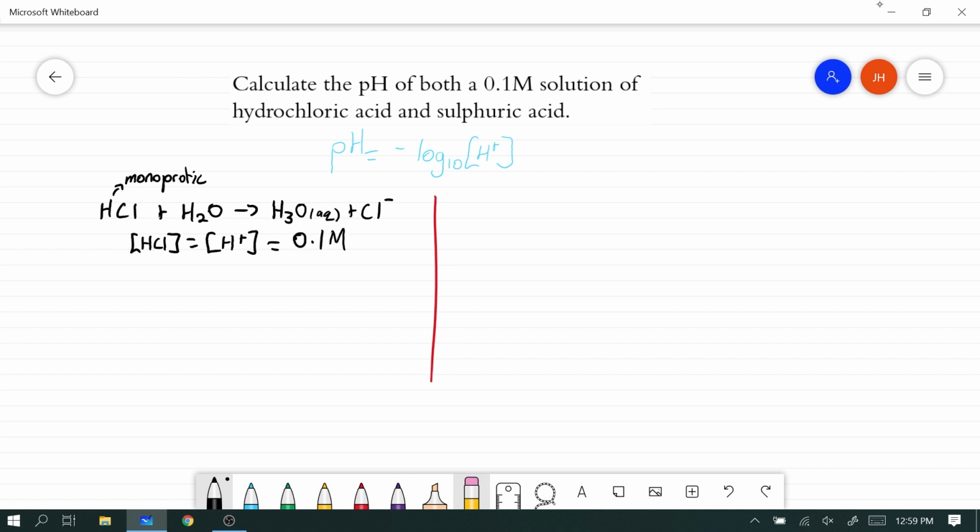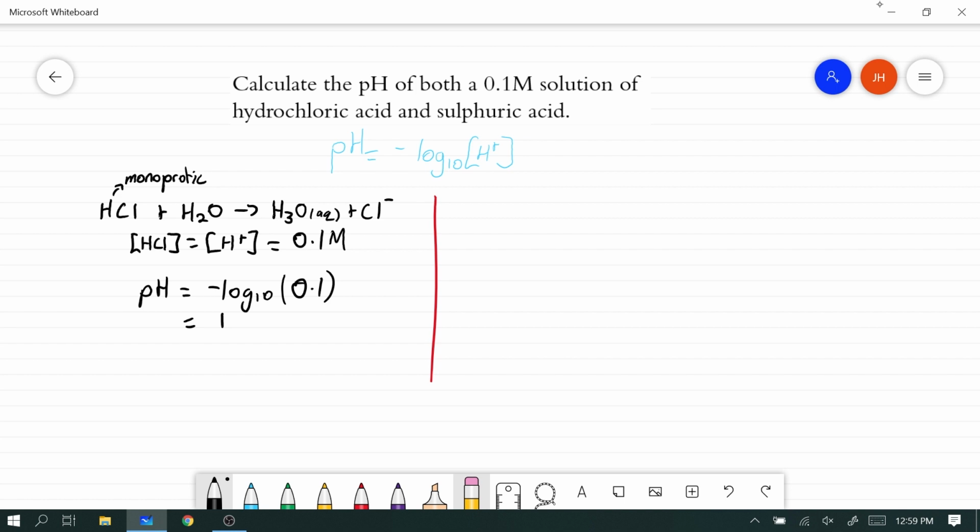What we can do next is then substitute into our pH equation. So pH is equal to negative log 10 of 0.1. Chuck that into our calculator. And our pH is equal to 1.